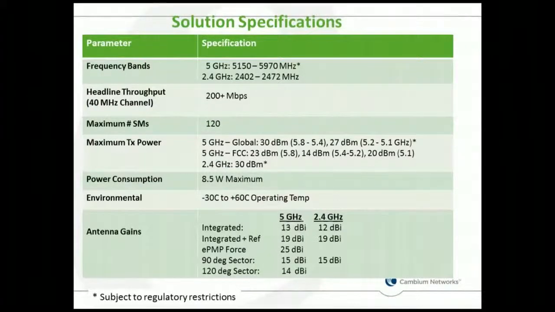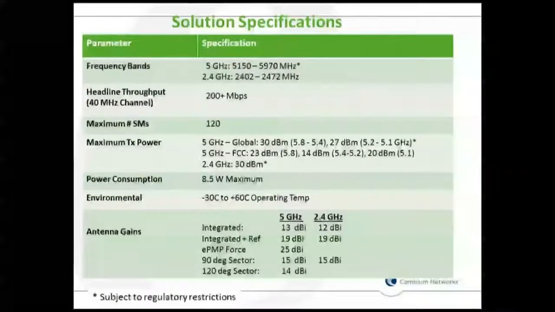Just quickly, the solution specifications. These are the highlights, and we have more detail on the individual product spec sheets, which are available for download from either the Cambium or the Streakwave site. The 5 gigahertz frequency band supports the entire range of 5 gigahertz in a single radio, and the 2.4 supports that entire band as well. The headline throughput is over 200 megabits per second in a 40 megahertz channel, and we can support up to 120 subscriber modules. We do tests on a regular basis of actually 120 subscriber modules, all transferring data, because scalability is one of the key capabilities of the solution.